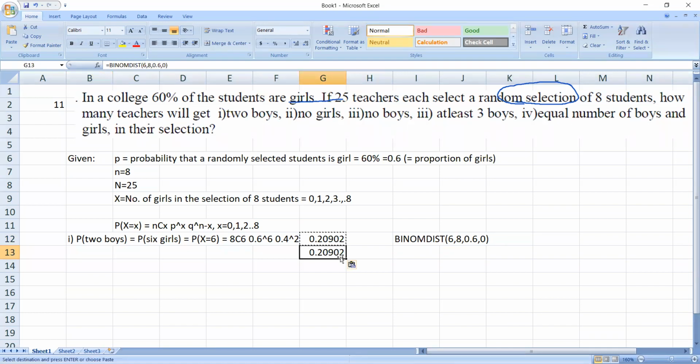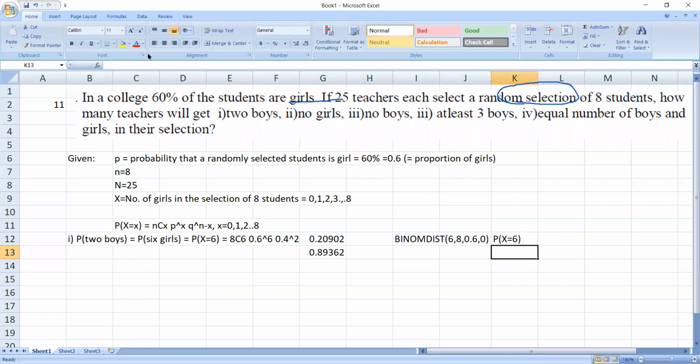Let me show you. If I put 1 here, it gives me the total of all the probabilities from 0 to 6, which is nothing but the CDF, the distribution function. So if you need just P of X is equal to 6, you will enter the code BINOMDIST 6, 8, 0.6, 0. And if you need P of X less than or equal to 6, in that case, you will enter the code 6, 8, 0.6, 1.